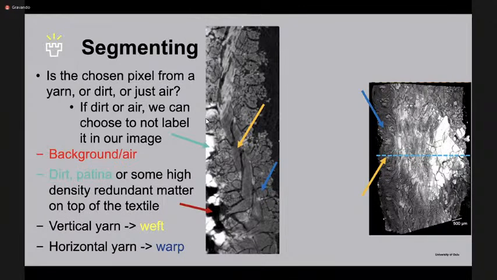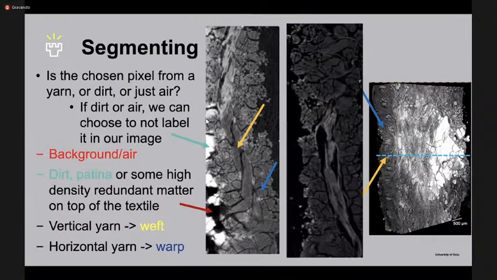The yellow arrow shows there's this vertical yarn going through the whole sample. From here, we can label it as the weft of the yarn. And with the blue arrow, we can see this circular gray area with some air around it, and we can then label it as a warp. And we can do this for the whole sample. So could you please go to the next one?